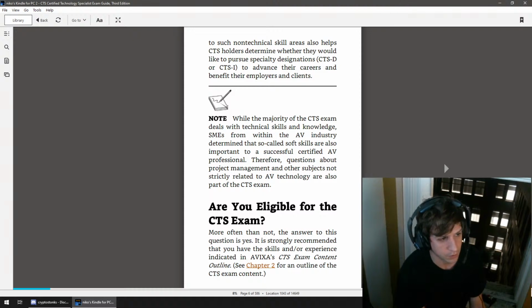More often than not, the answer to this question is yes. It is strongly recommended that you have the skills and/or experience indicated in AVIXA's.